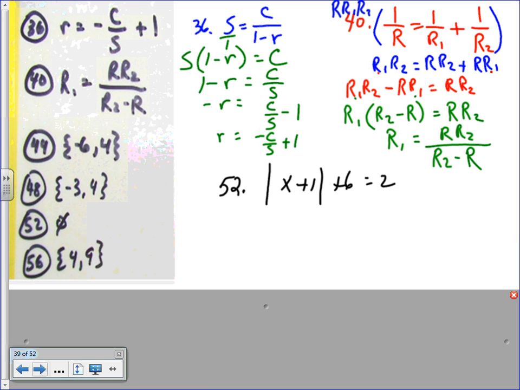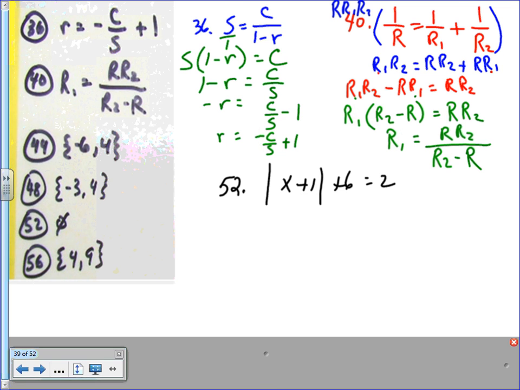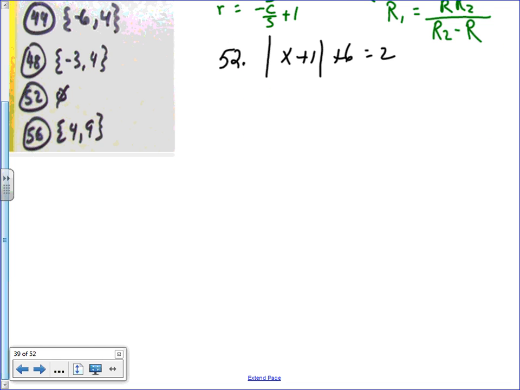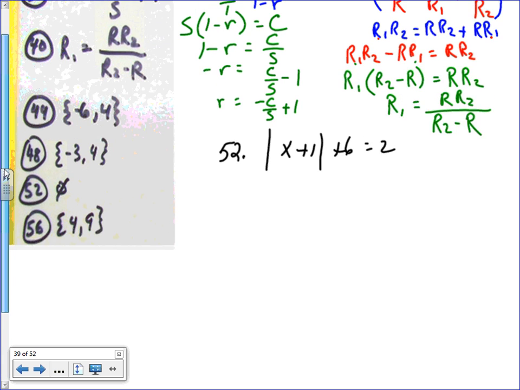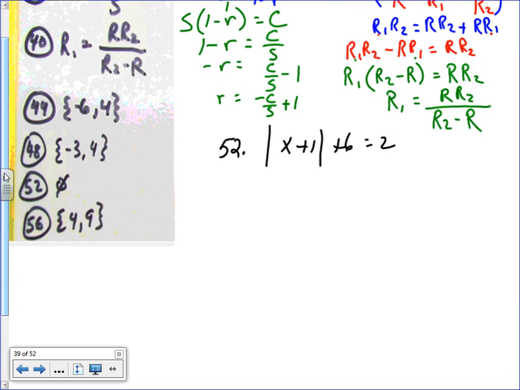Problem 52. Let's see. I'm going to push that. Let's get rid of that, and I'll do this. Okay, giving me a little bit more room here. 52. And now that I look at it, maybe I don't need room. Absolute value of x plus 1 plus 6 equals 2.